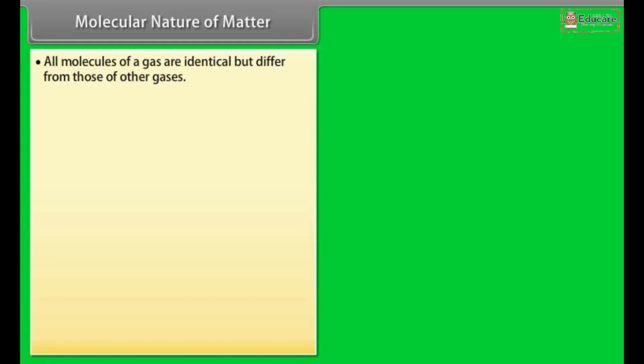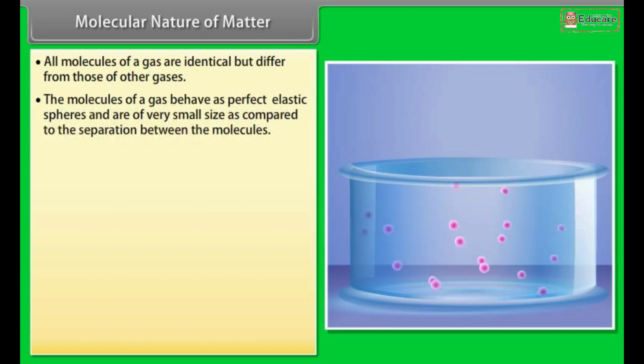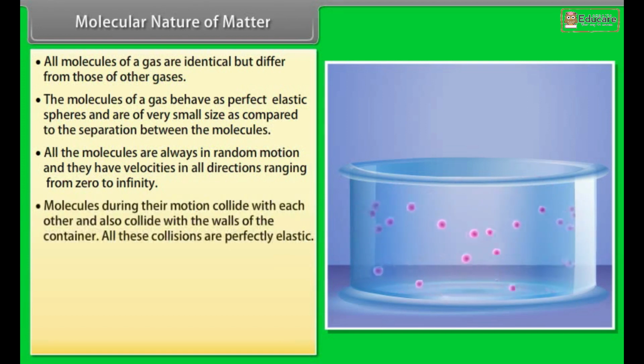All molecules of a gas are identical but differ from those of other gases. The molecules of a gas behave as perfect elastic spheres and are of very small size as compared to the separation between the molecules. All the molecules are always in random motion and they have velocities in all directions ranging from 0 to infinity. Molecules during their motion collide with each other and also collide with the walls of the container. All these collisions are perfectly elastic.